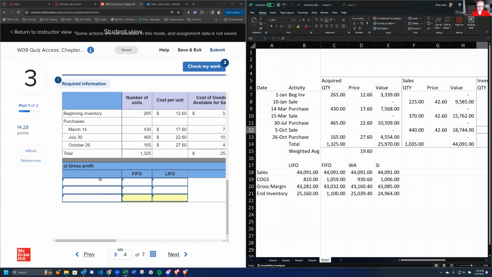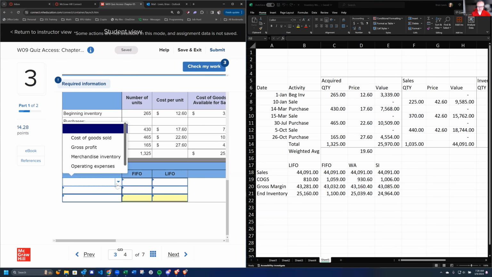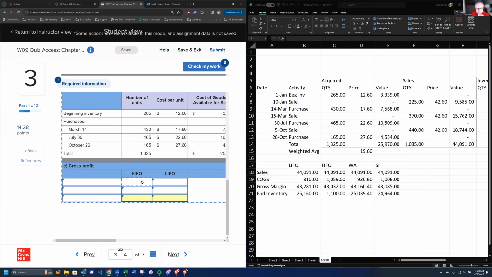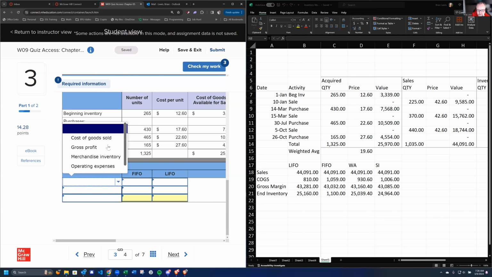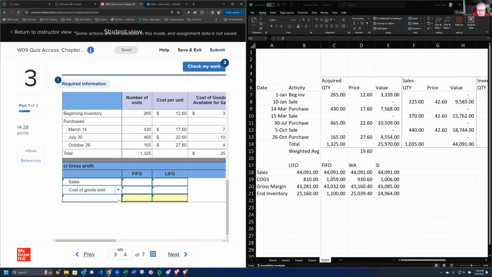Let's go ahead and go to the gross profit, and let's just say on FIFO, gross profit. It should be sales, and then we should have cost of goods sold, and then we should have gross profit. So under FIFO, we're looking at this number 40. That's right. Just double check these numbers.